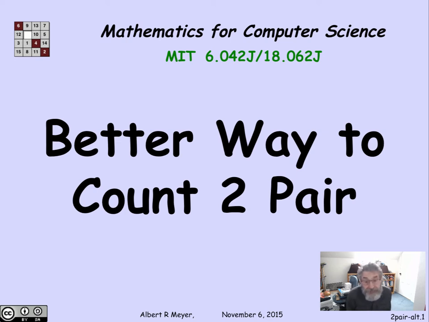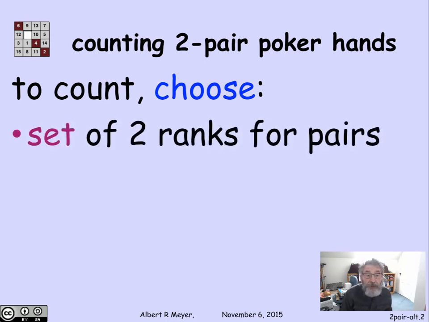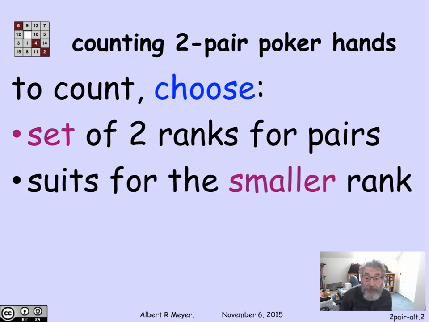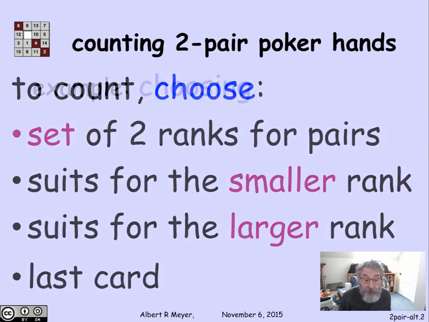So we've seen a mistaken way to count two pairs in a poker hand, but let's now look at the proper way to do it. To count the number of two-pair poker hands, let's begin by choosing the set of two ranks for the pairs, and then let's choose the suits for the two cards in the smaller rank, and then the suits for the two cards in the larger rank, and finally, just tell me what the fifth card is.